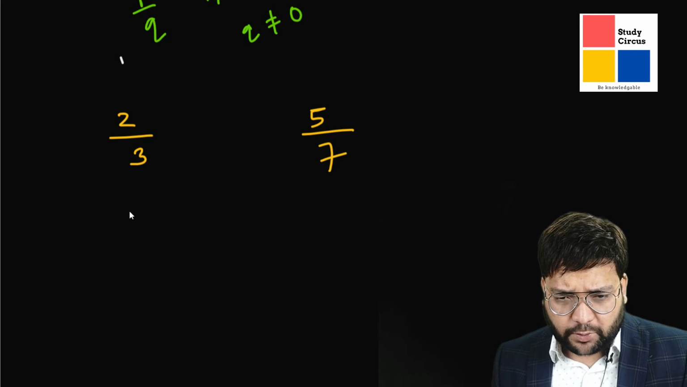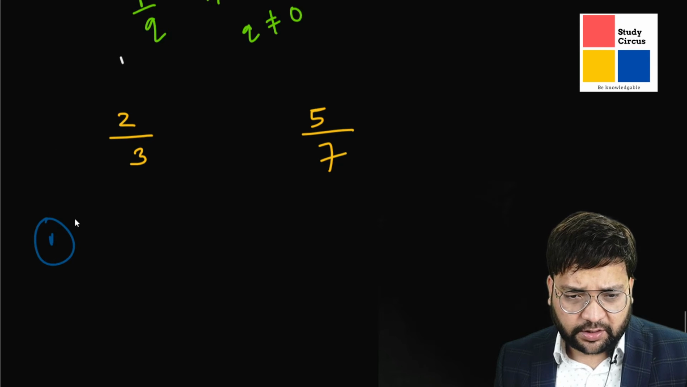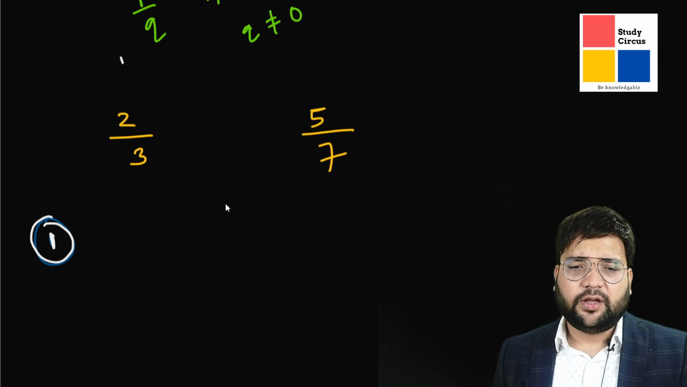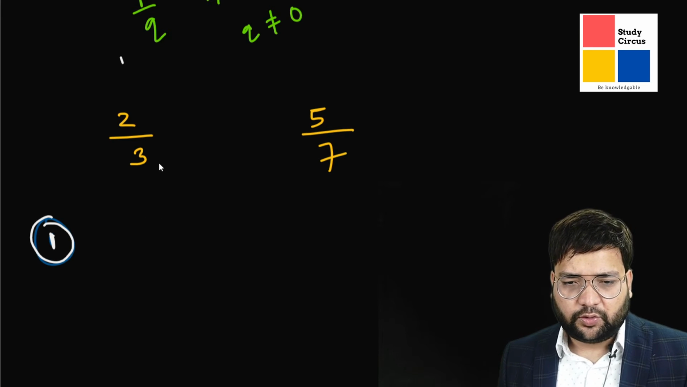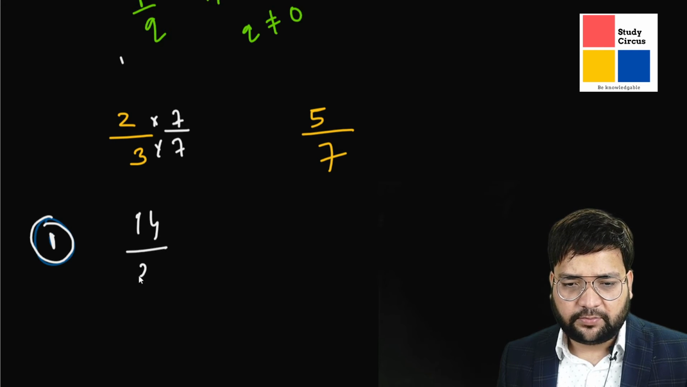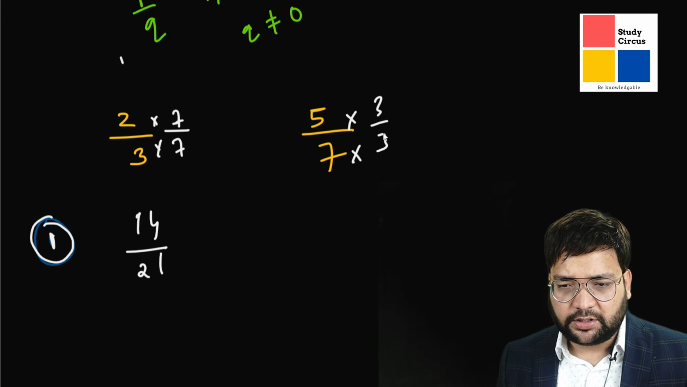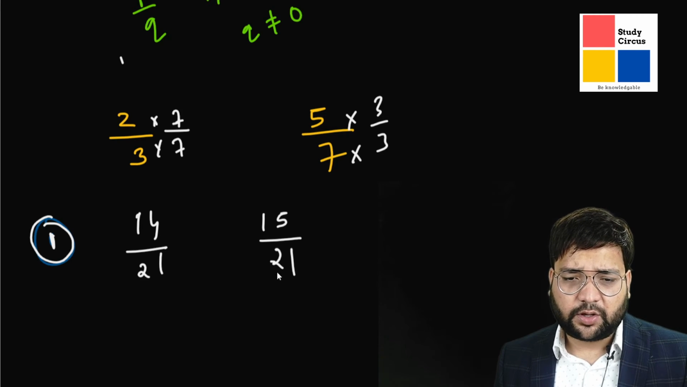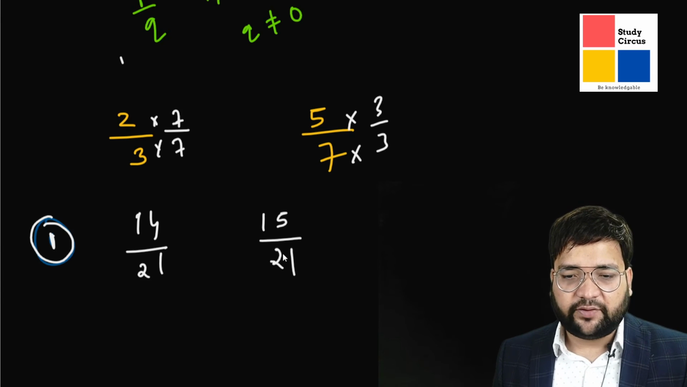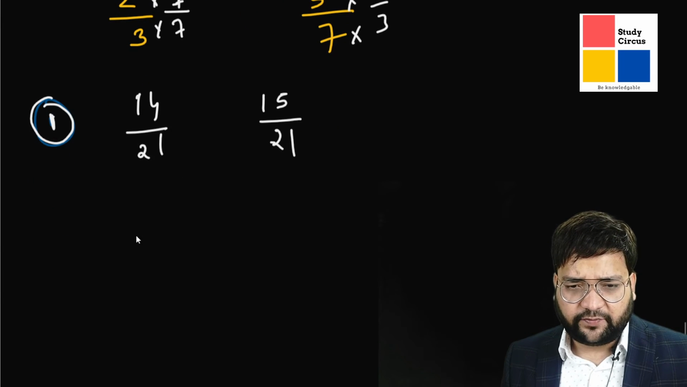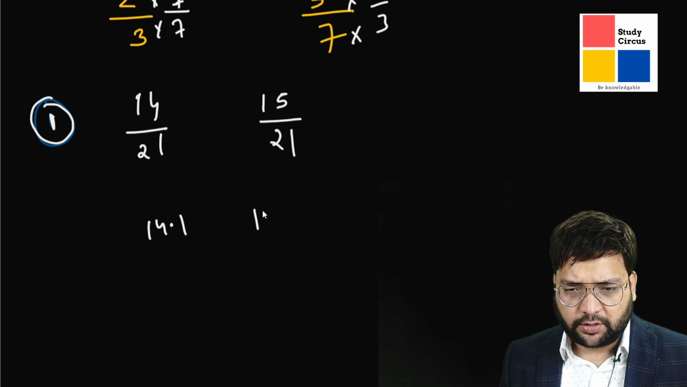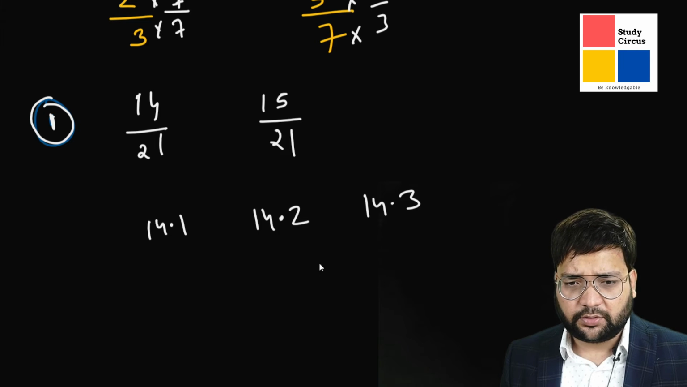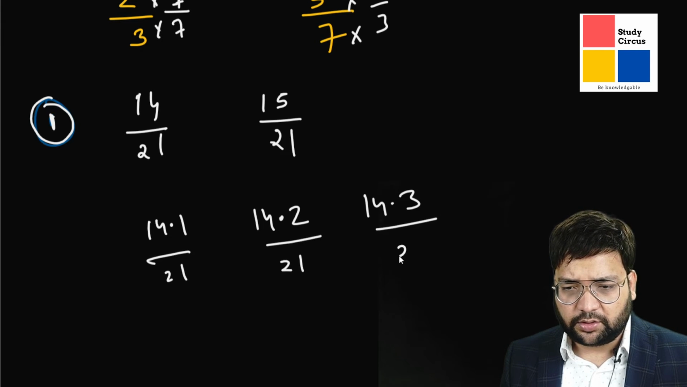One method, the first method, is to make the denominators the same. This one I multiply by 7 upon 7, essentially multiplying by 1, so this becomes 14 by 21, and this one if you multiply by 3 and 3, becomes 15 by 21, right? Now the denominators are the same. Now you just have to find three numbers between 14 and 15. So between 14 and 15, let's write three numbers: 14.1, 14.2, 14.3. Then divide by the same denominator, 21, 21, 21. These are all rational numbers.